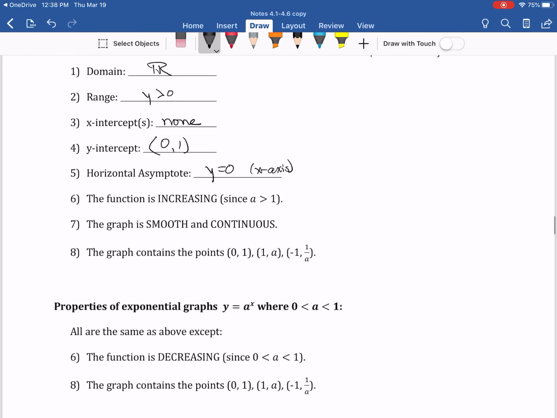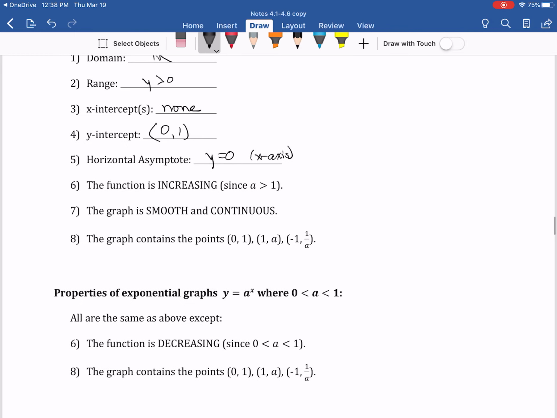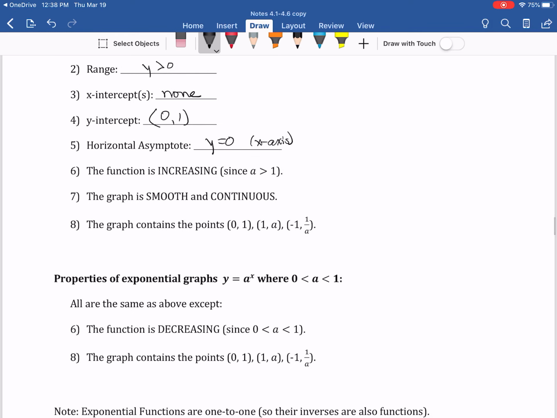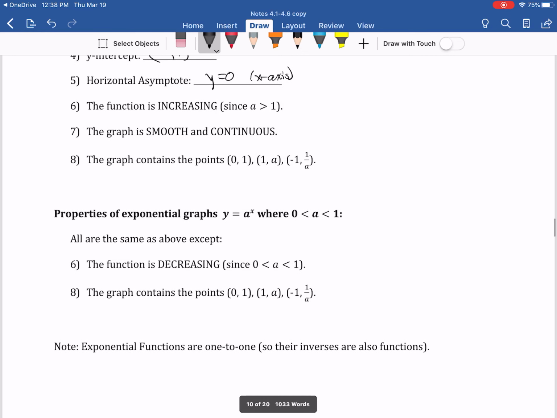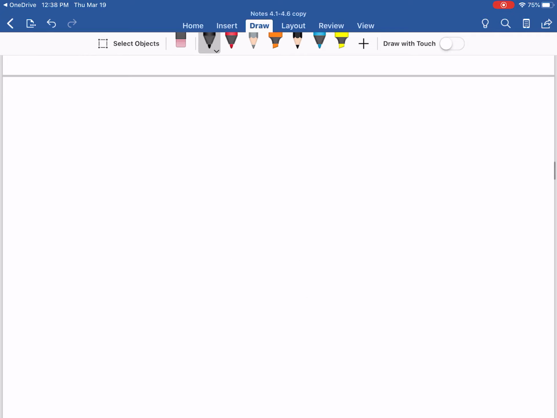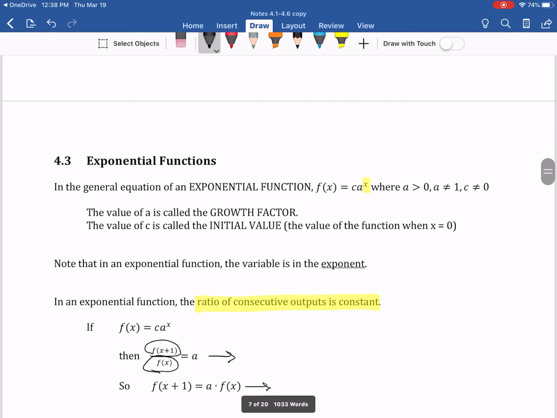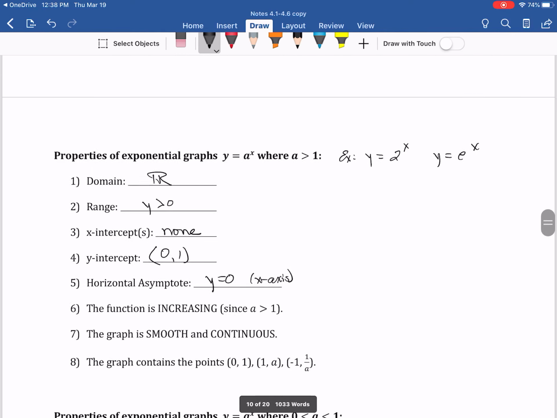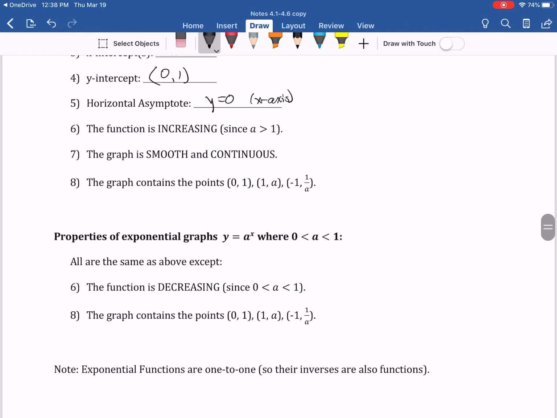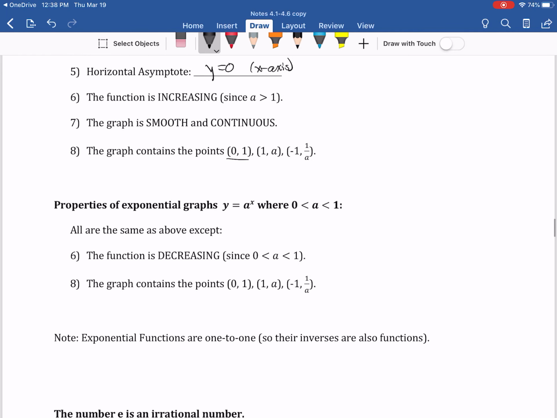The function's increasing everywhere from left to right, and that's because your base is bigger than 1. It's smooth and continuous. There are no corners, breaks, holes, gaps, vertical asymptotes, things like that. And it will contain these 3 key points. However, I like to focus on this point right here, and everything else just kind of works its way out.